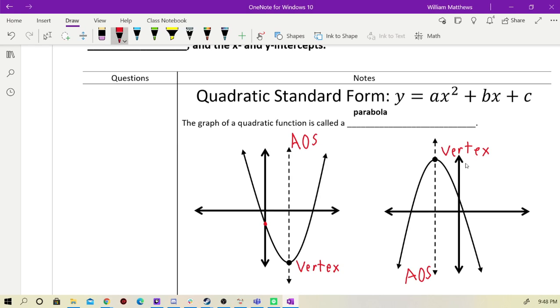Our y-intercept is where it crosses the y-axis. And our x-intercept is where it crosses the x-axis. Now, you learned from an earlier lesson that quadratics can have a maximum of 2 x-intercepts and a minimum of 0 x-intercepts, depending on the location.